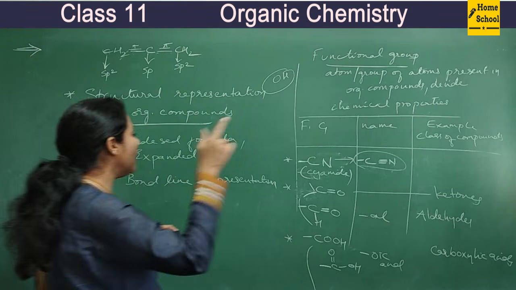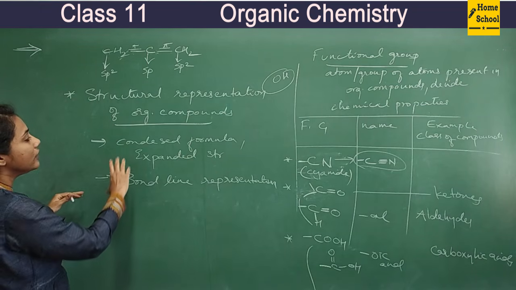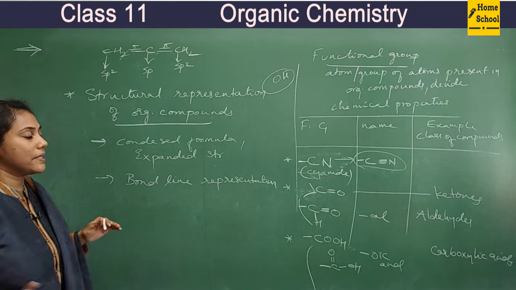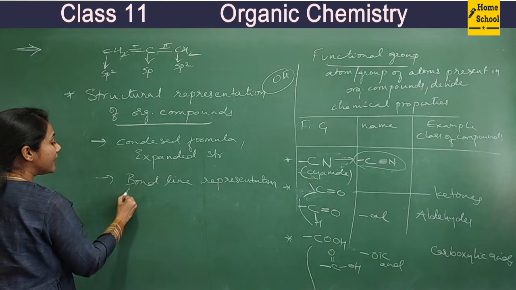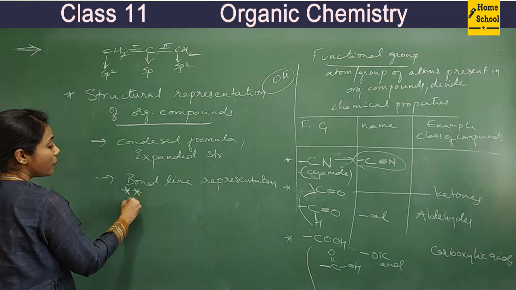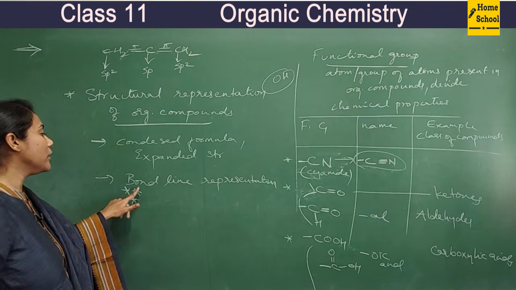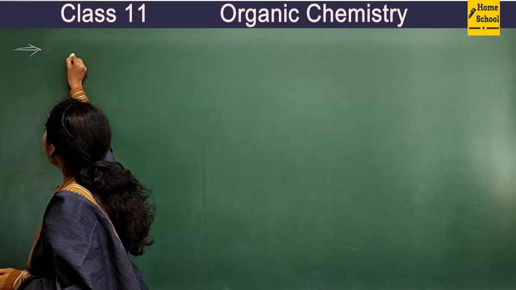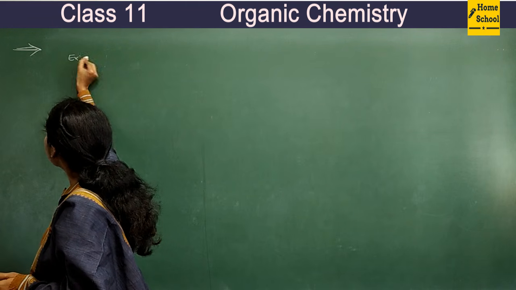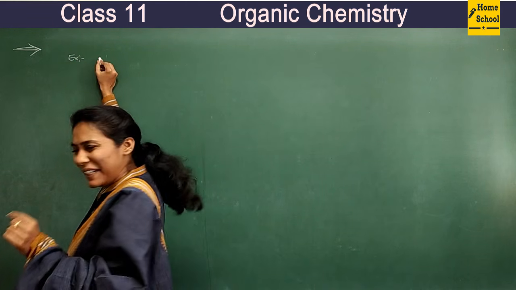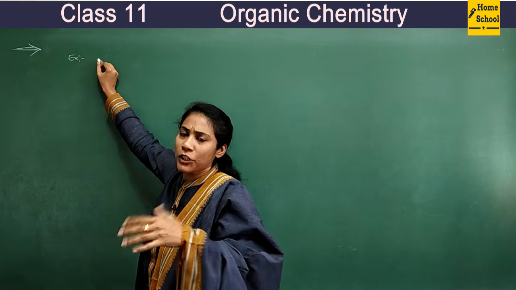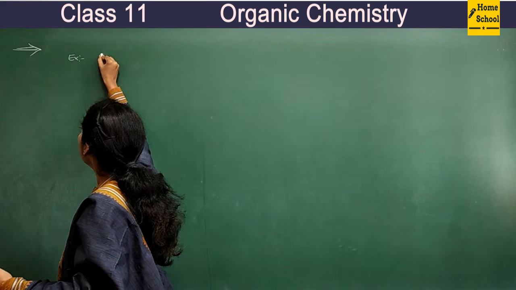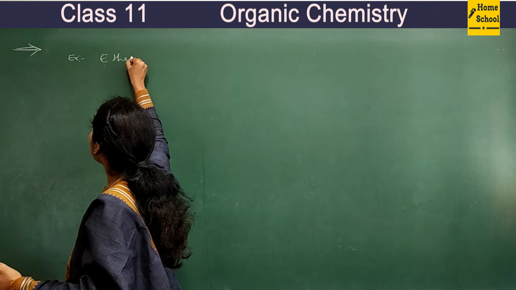Fine. Now let us come to a topic: condensed formula, expanded structure, and how to write bond line representation. Among the three, this way of representing an organic molecule is very, very important. So let's understand them in a detailed way. Observe this example, guys. Let me take a very simple molecule as an example initially, that you have learnt in your basic classes. Let me take ethene.